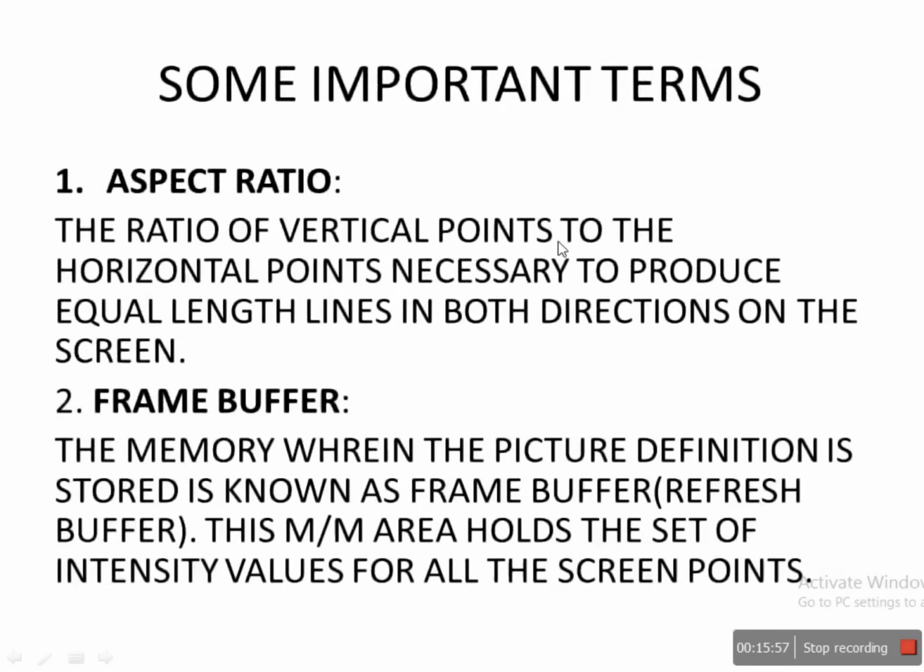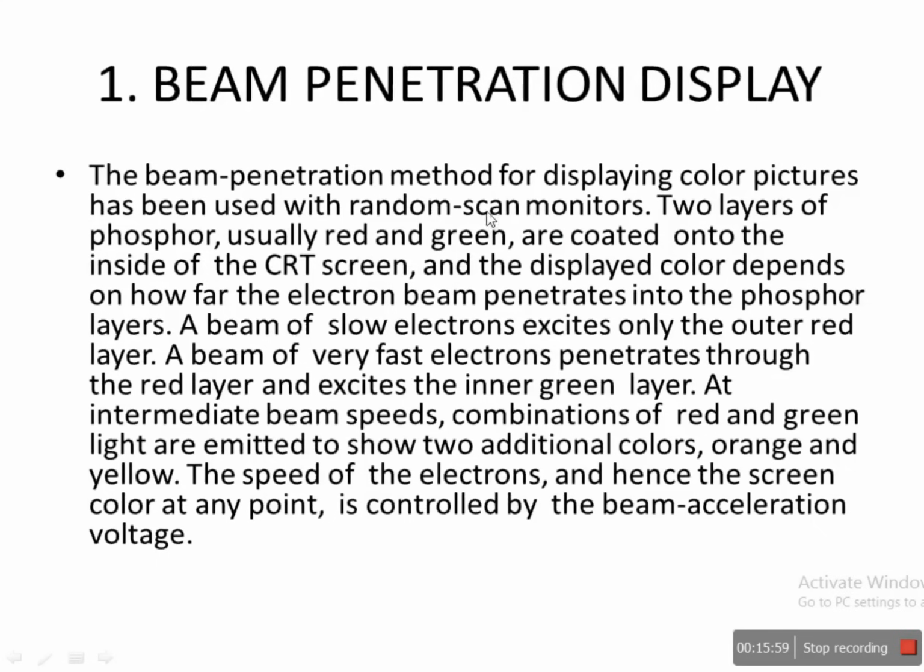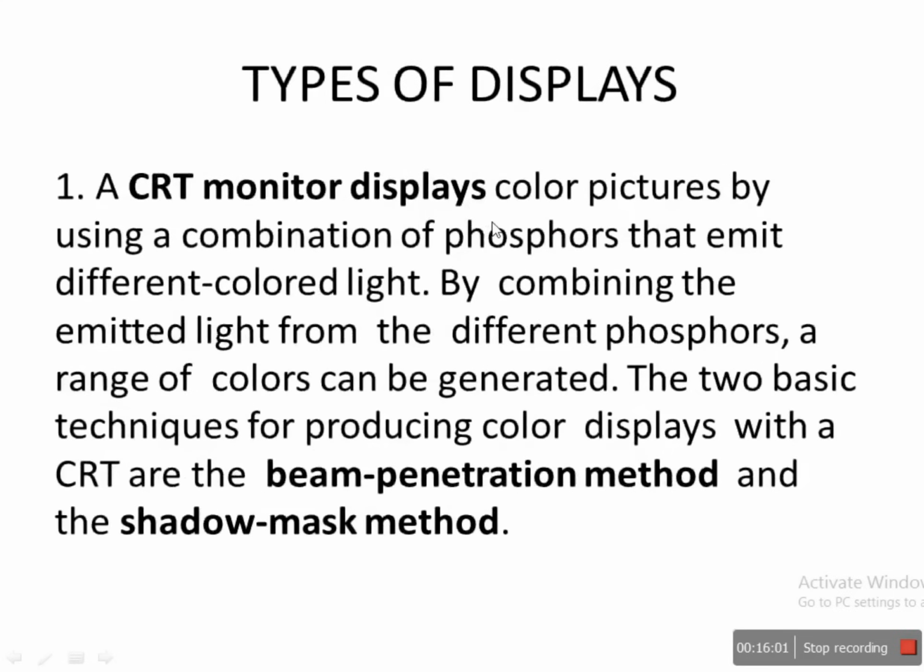Over here what has happened is, in CRT display, afterwards the technology was advanced. It used to have different colors of phosphor coated on the screen, so it used a combination of those. By combining the emitted light from the different phosphors, a range of colors can be generated. The two basic techniques for producing the color display with CRT are the beam penetration method and the shadow mask method.